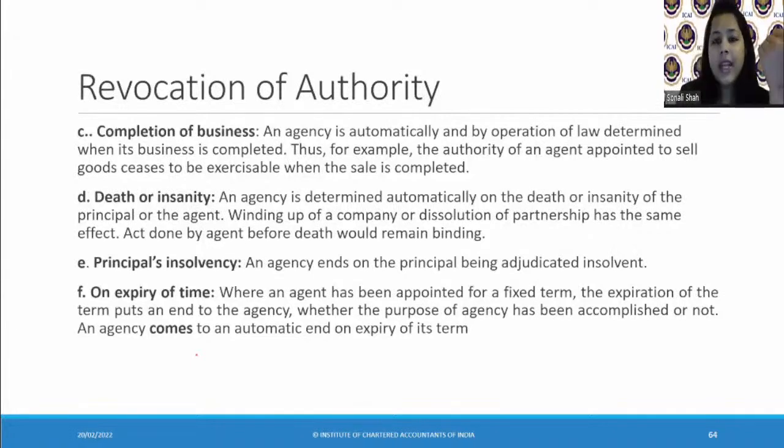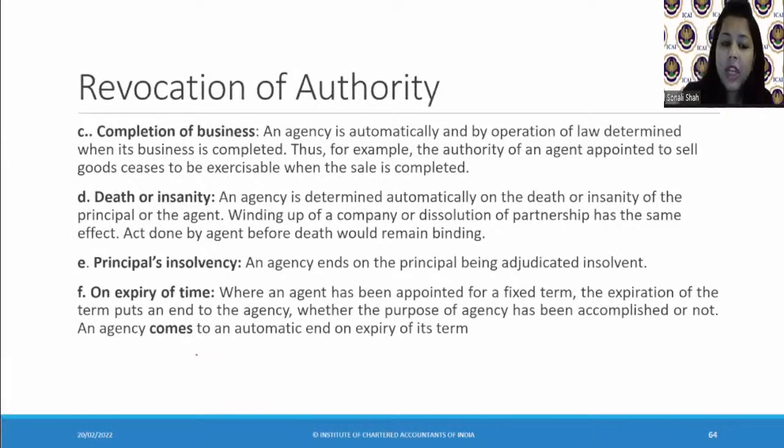Now, one is revocation of authority, second is the renunciation of authority by the agent. Renunciation will be done by the agent, revocation will be done by the principal. I hope you are not getting confused in these two words. Revocation is a different word, renunciation is a different word.